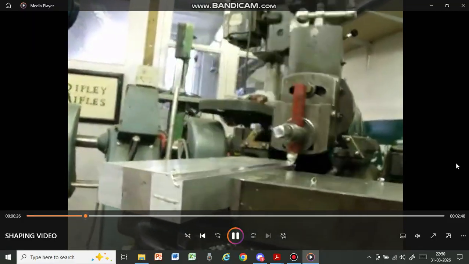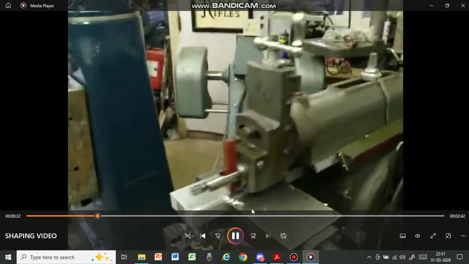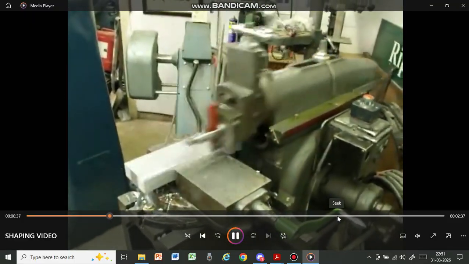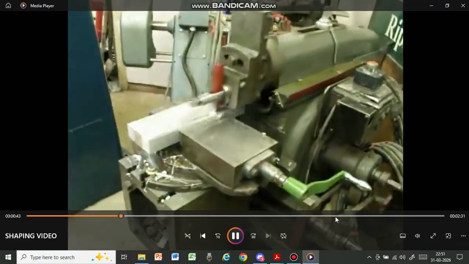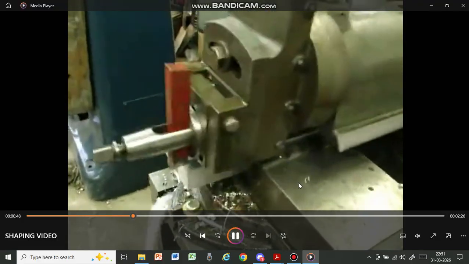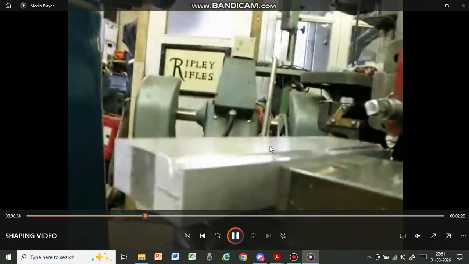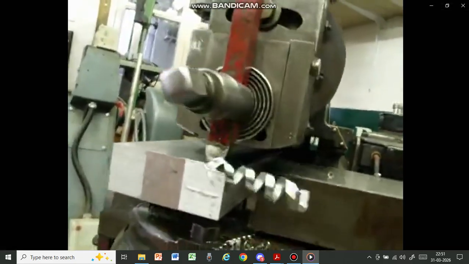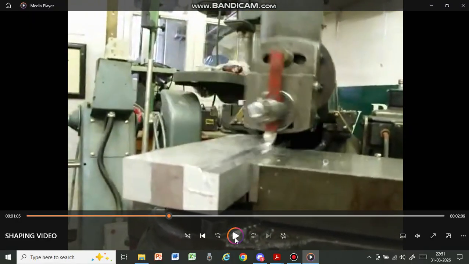At the same time, the job is slowly moving in the right hand direction so that the cut continues from one end of the job to the other. This is basically the operation of a shaping machine. Now you observe from this that because the cutting stroke is the effective stroke and the return stroke is only an idle stroke, the return motion is faster than the cutting stroke. This is obtained by a quick return mechanism, which we are going to explain now.